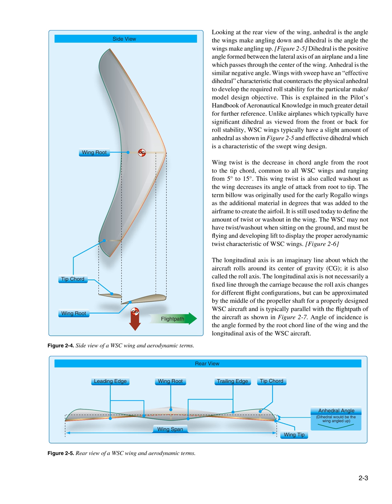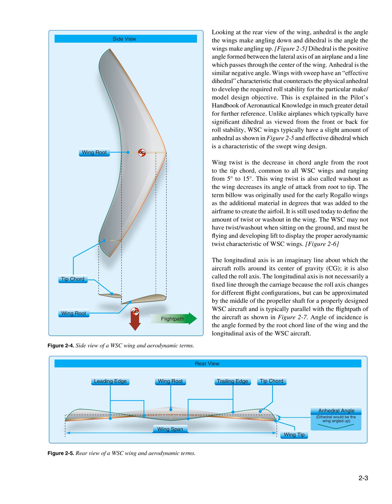The term billow was originally used for the early Rogallo wings as the additional material in degrees that was added to the airframe to create the airfoil. It is still used today to define the amount of twist or washout in the wing. The WSC may not have twist/washout when sitting on the ground, and must be flying and developing lift to display the proper aerodynamic twist characteristic of WSC wings.